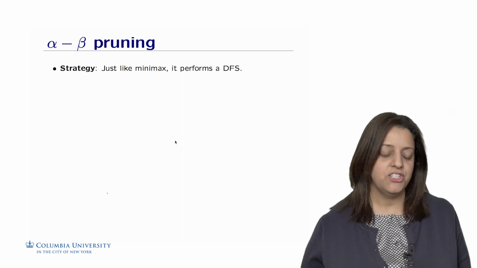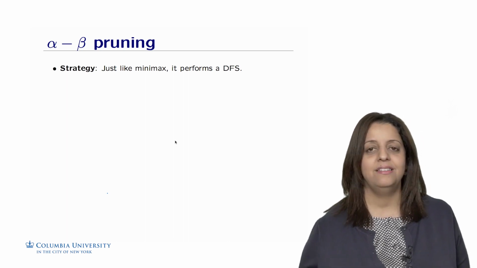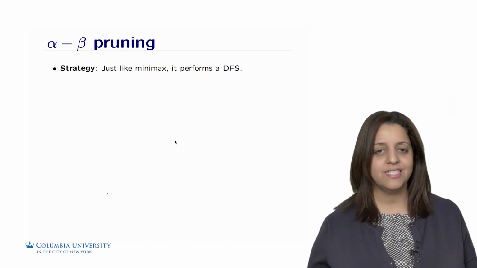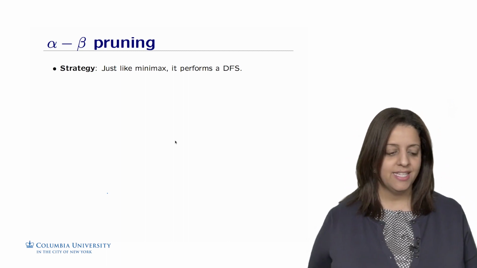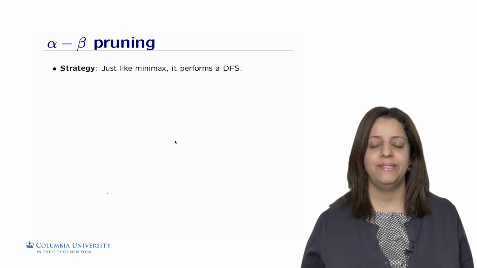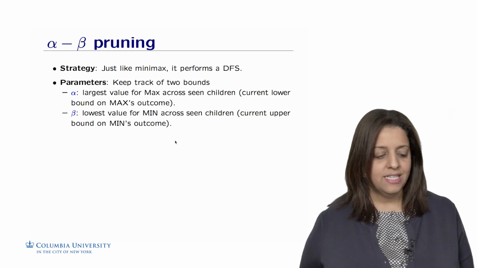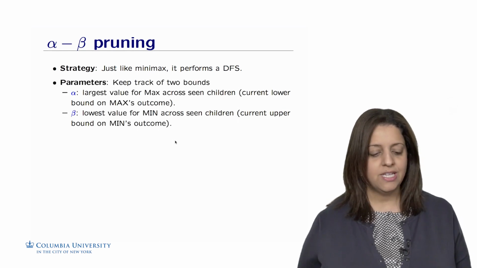Based on this observation, let's devise the alpha-beta pruning algorithm. You might have guessed that it is actually a DFS algorithm. Just like minimax, the strategy is DFS. However, we need to carry parameters, the alpha and beta of the algorithm, from which the name is inspired. So we're going to use a DFS, but with 2 parameters that are 2 bounds.